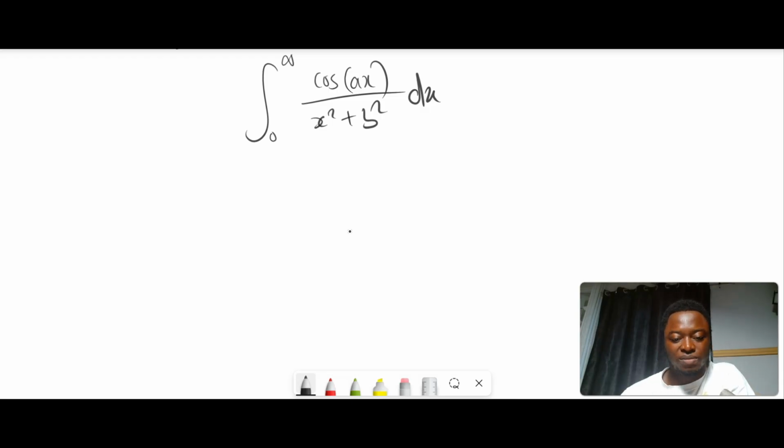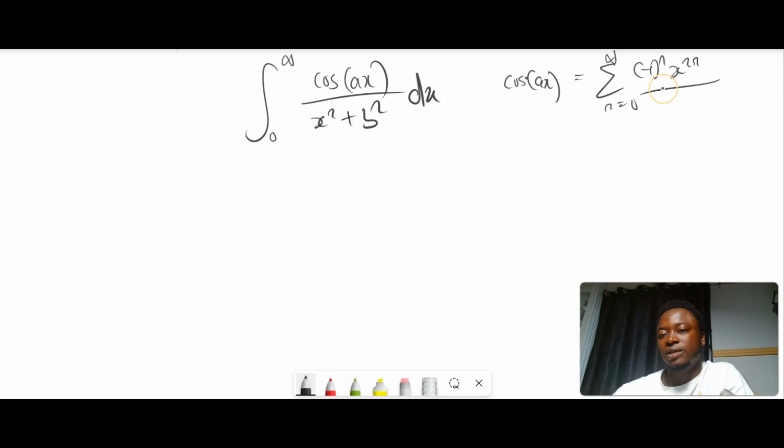solution to this problem before on this page, and that one involved the use of the Cauchy-Chomley transformation, where we began with expressing cosine of ax as an infinite series in Taylor series, which is the sum as n runs from 0 to infinity of negative 1 to the n x to the 2n divided by 2n factorial and so forth. And we substituted the series here and swapped the order of integration, and it was a very lovely solution.